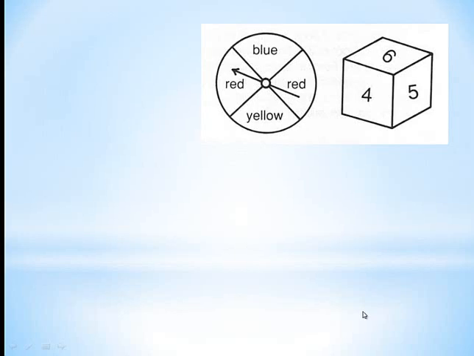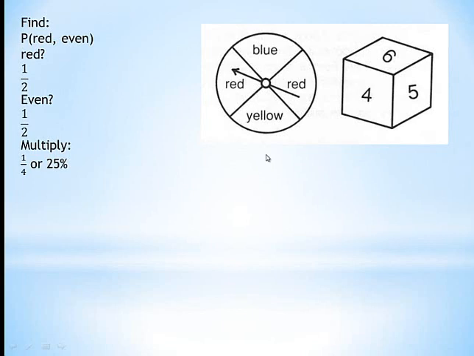So let's take a look at this one. Find the probability of a red and an even. Go ahead and pause and do that. So a red would be 1/2, 2 out of 4 is 1/2. An even number on, now this is a dice, they're only showing you 3 sides, you should know there's 6. So there are 3 even numbers out of 6, which would be 1/2 again. So the probability of a red and an even would be multiplying 1/2 times 1/2 is 1/4 or 25%.